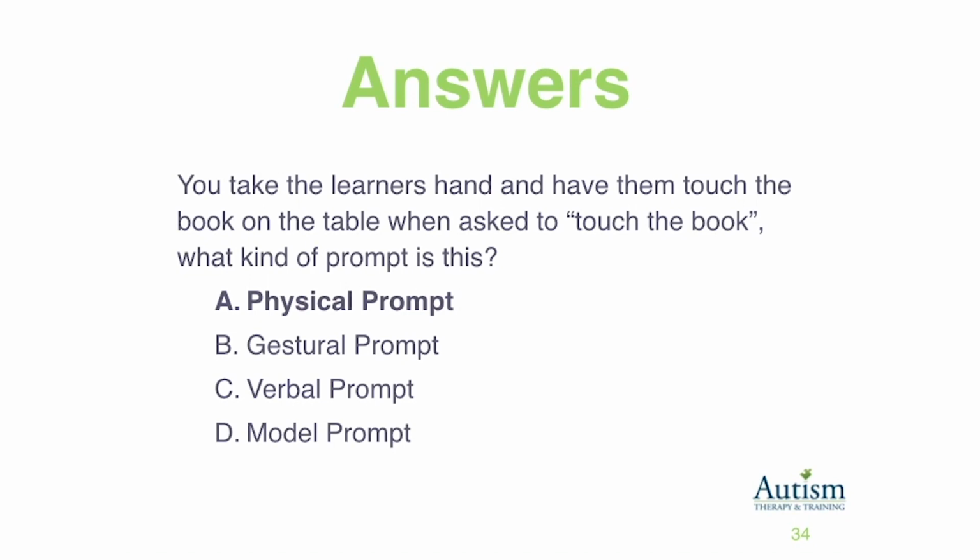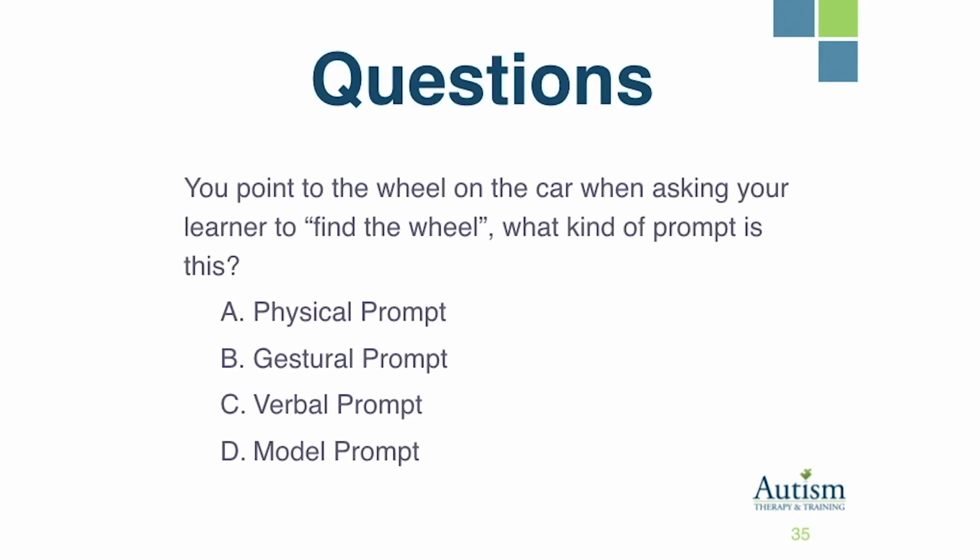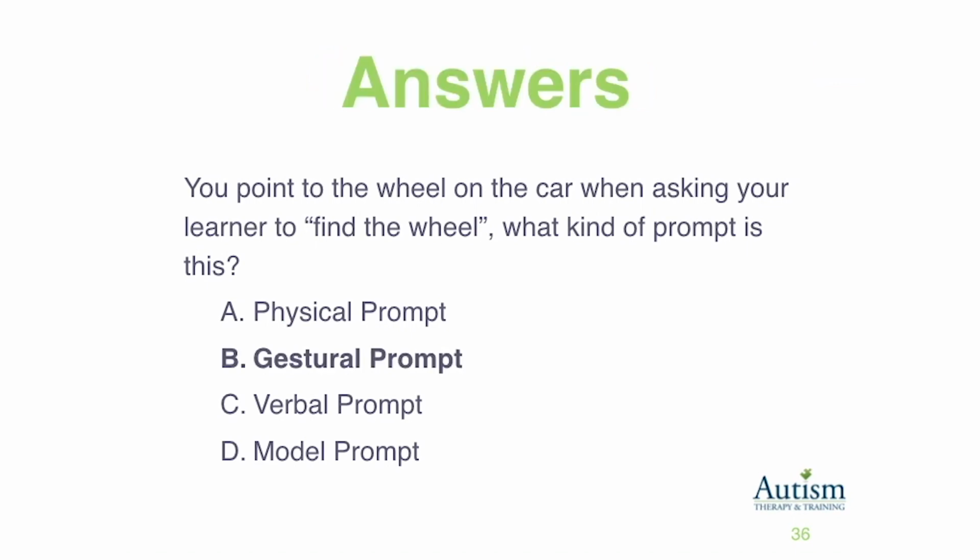You point to the wheel on the car when asking your learner to find the wheel. What kind of prompt is this? A. Physical prompt, B. Gestural prompt, C. Verbal prompt, or D. Model prompt? And the correct response is B. Gestural prompt.